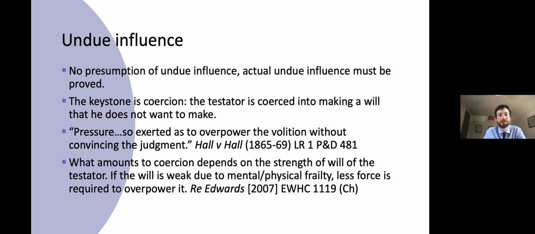Now, the keystone is coercion. So the testator is coerced into making a will they don't want. And there's a useful, concise summary in Hall and Hall, I've noted on the slide there. Pressure is so exerted as to overpower the volition without convincing the judgment.